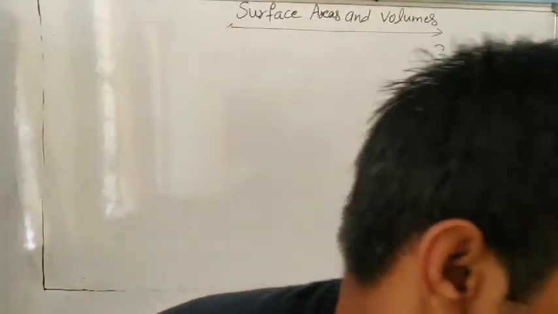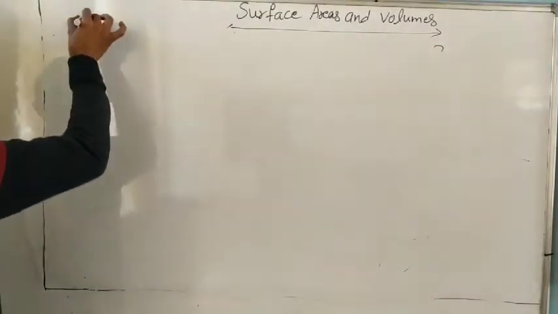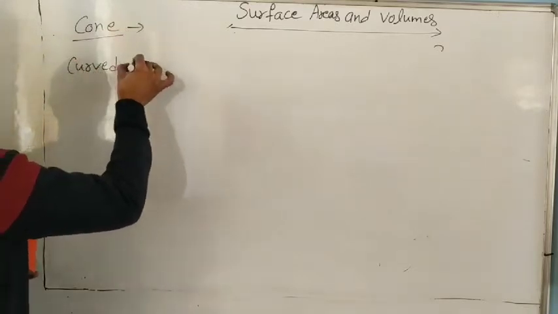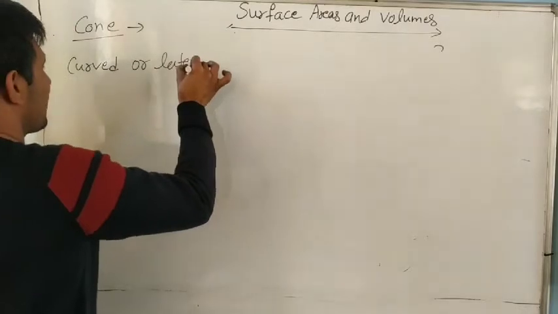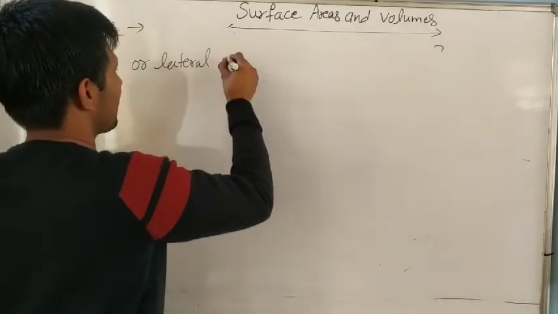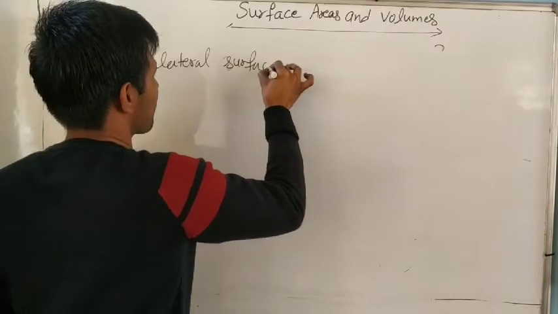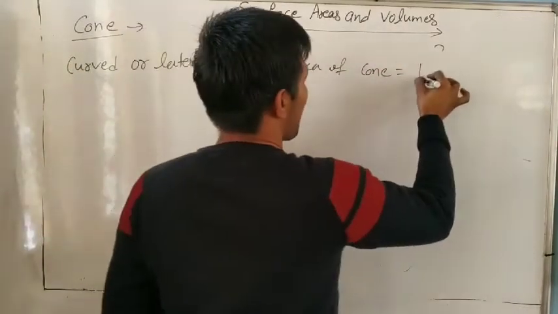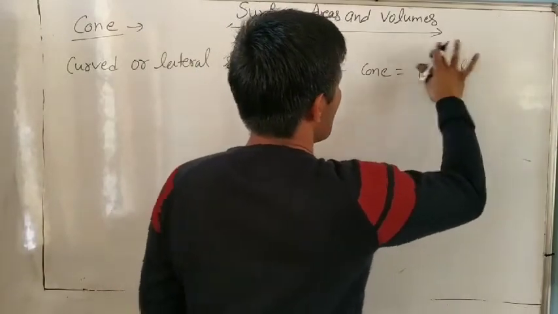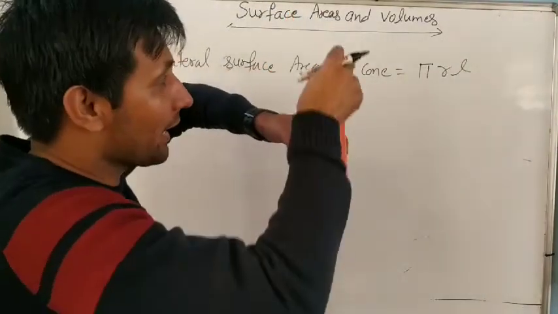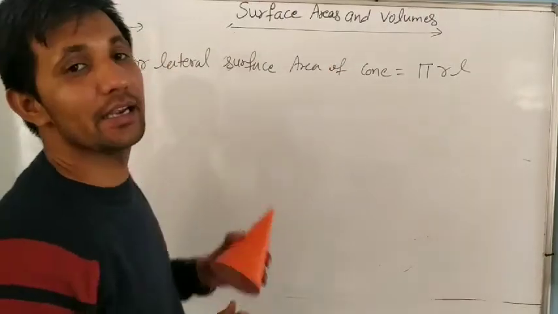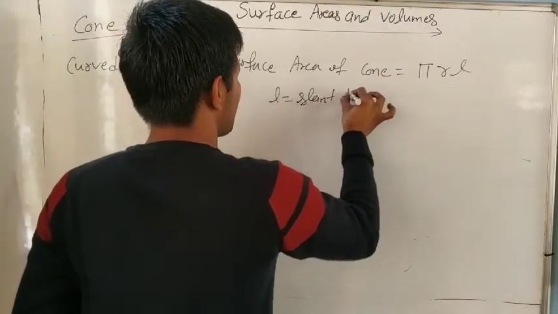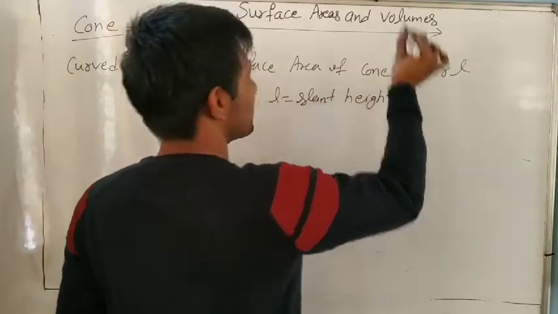Next figure, cone. Everyone, it is a cone. You write curved or lateral surface area of cone. How much? Pi r l. R means radius, L means slant height. Okay, L means slant height. What is the length of this one? L equal to slant height, not h. Okay, slant height.